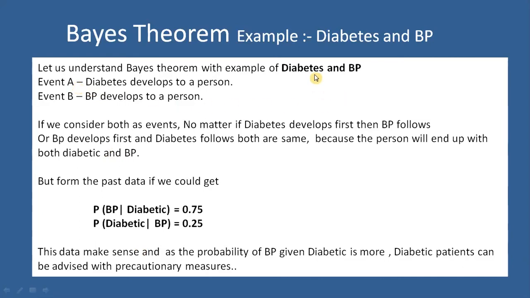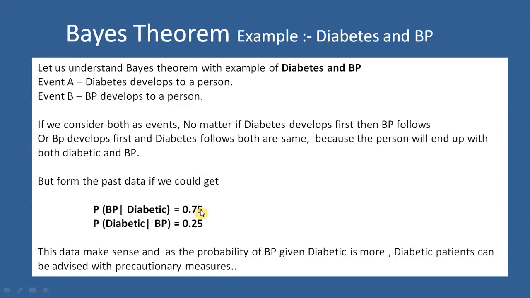First, I take the example of diabetes and BP. In this example, event A is diabetes develops in a person, whereas event B is BP develops in a person. If we consider both diseases as different events, no matter if diabetes develops first and then BP follows, or BP develops first and diabetes follows, both are the same, because the person will finally end up with both diabetes and BP. But from the past data, suppose we get the probability of BP given diabetic equal to 0.75 and the probability of diabetic given BP is 0.25.